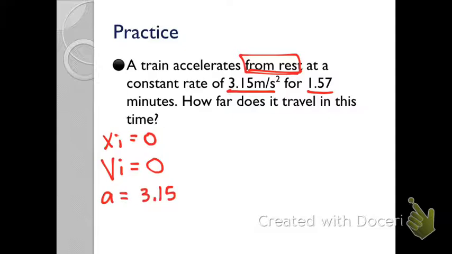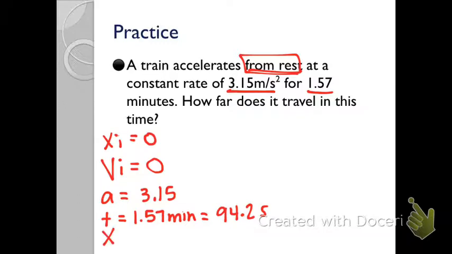94.2 squared. Okay, this whole term with initial velocity, that's 0, right? Do we need to bother plugging that into our calculator? This one, VI times time. VI is 0, so we don't need to bother plugging that in. So I'm going to go 0.5 times 3.15 times 94.2 squared.